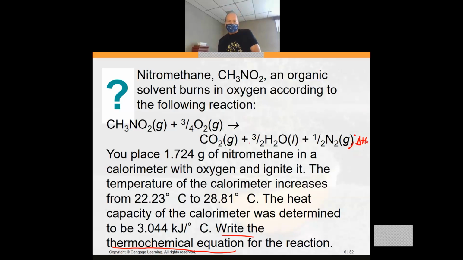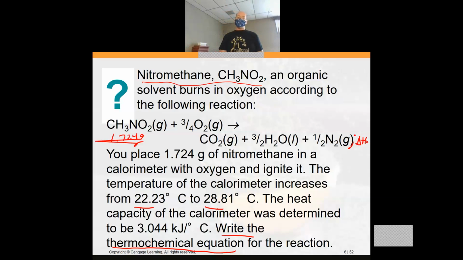We are going to put our nitromethane. You don't have to know what nitromethane is. They tell you what it is. It's right there. So we put 1.724 grams of our nitromethane in a calorimeter with oxygen, and then we ignite it. Of course, it's going to release energy, and we're going to determine how much heat was released by the temperature change. We know when temperature increases, it gets hot. This is an exothermic reaction.